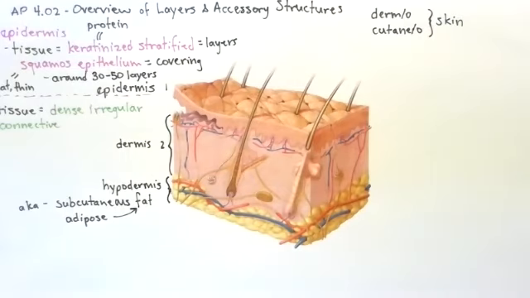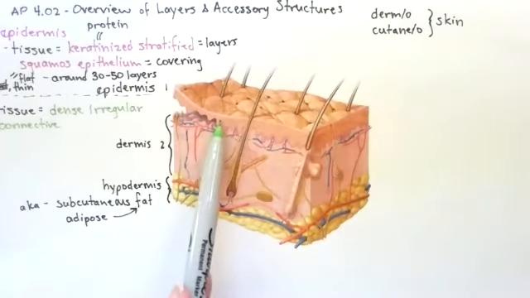Irregular means that the cells go lots of different directions, and we'll talk about why. Flat or thin. And this is tissue. Dense, irregular, connective tissue. We'll talk about the details of this more later, but for now you're just going to need to know that it's dense, it's irregular, it's connective. And it makes sense because we're connecting the epidermis and this fat layer.